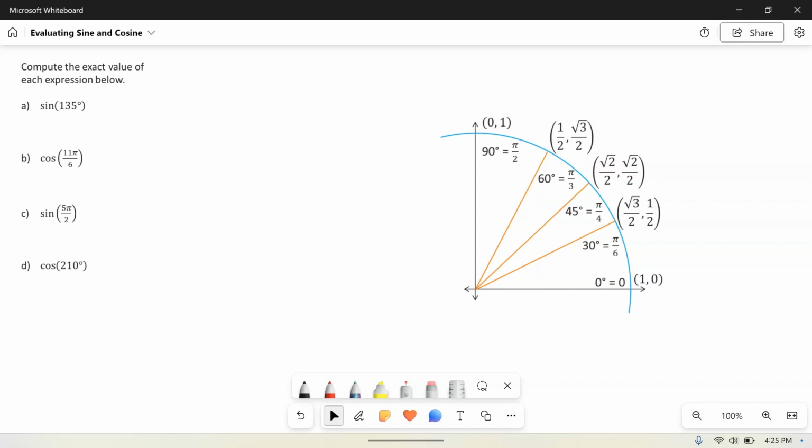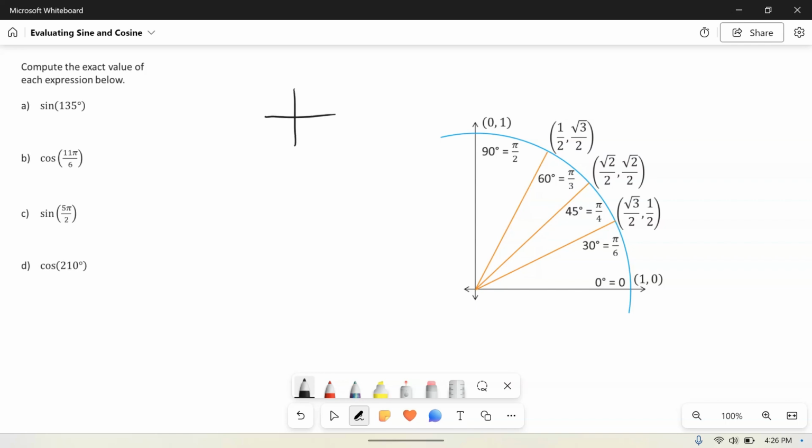So the first one we want to look at is sine of 135 degrees. I've already included the first quadrant of our unit circle, and I've included all of our special angles for 0, 30, 45, 60, and 90 degrees, and the corresponding coordinates for each of their terminal points. Okay, so the first thing we need to do for sine of 135 degrees is to figure out where it's located. I'm just going to draw a small little graph here.